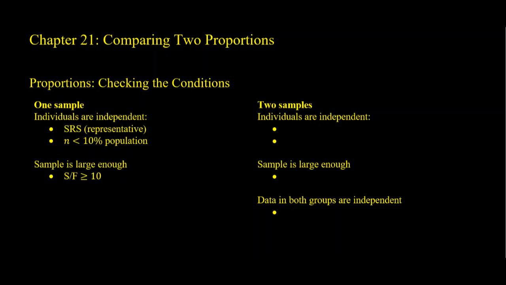Individuals are independent. We still need to check that. Sample is large enough. But we also need to check that the data in both groups are independent. So group 1 and group 2 are independent of each other. We do these things in a very similar way.